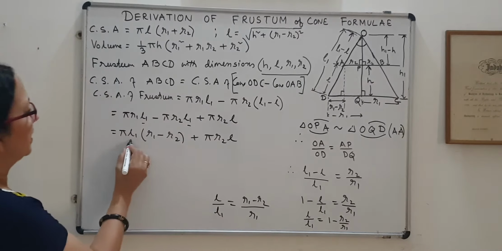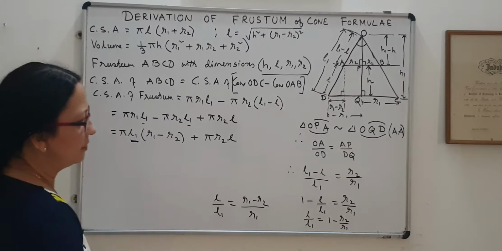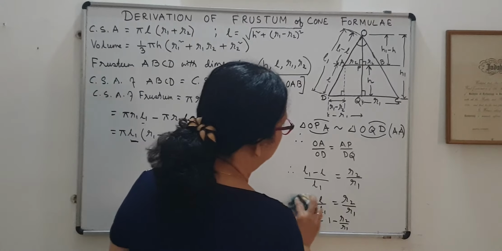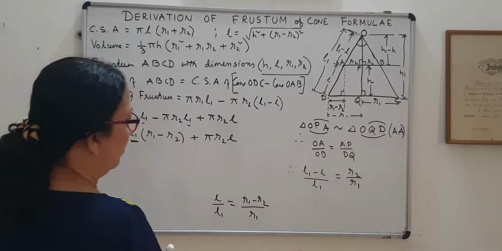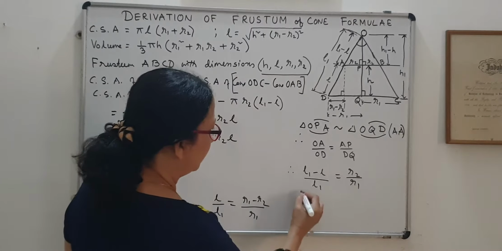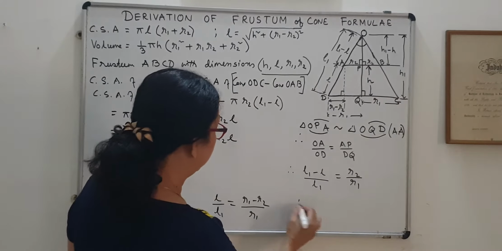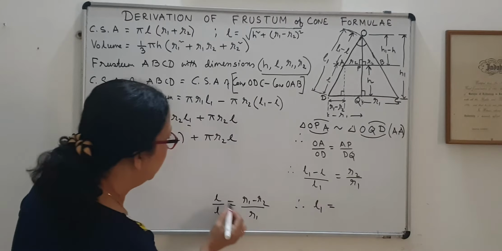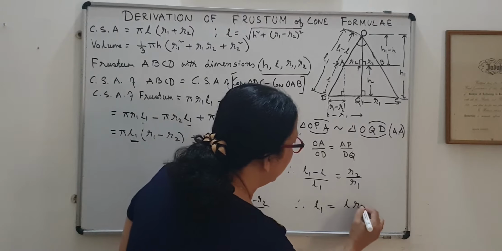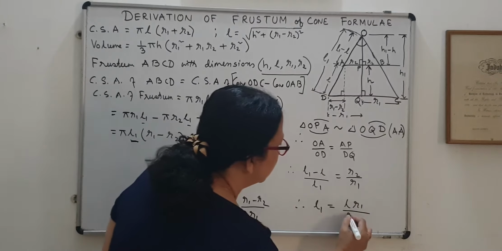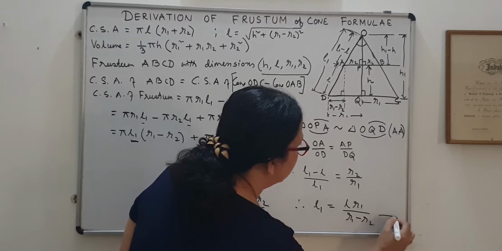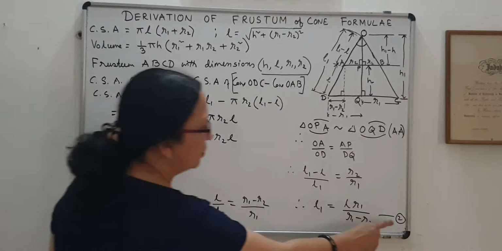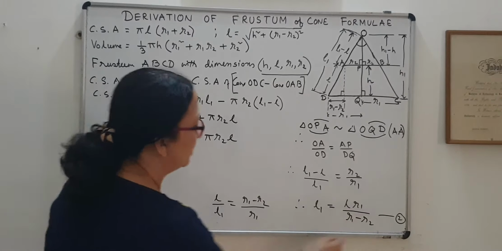So now I have to express L1 in terms of this. What will be L1? Therefore, I can write, let me erase this. After doing the intermediate steps, for the final step, I have to express L1. So L1 is equal to L into R1 upon R1 minus R2. Say this is equation 2. So I will be using equation 2 to replace the value of L1 here.